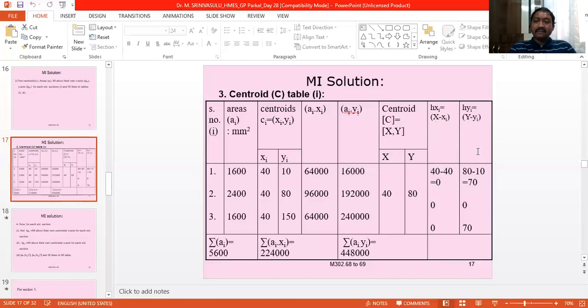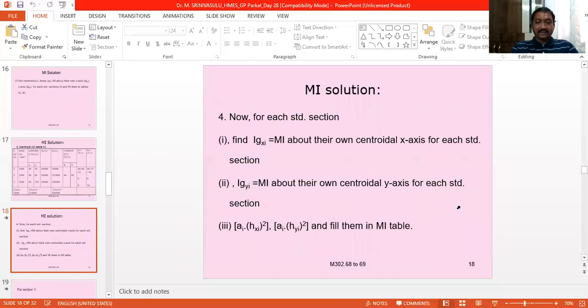Here for the y term, hy1 is equal to 80 minus 10, so it is 70. For rectangle 2, it is 80 minus 80, which is 0. And for the third one, this is 150 and 80, so 150 minus 80 is equal to 70. So 70, 0, 70. In this way, you have to find out hx and also hy for all figures.